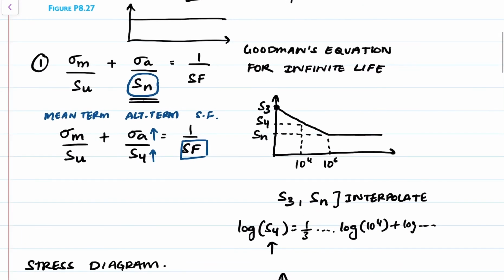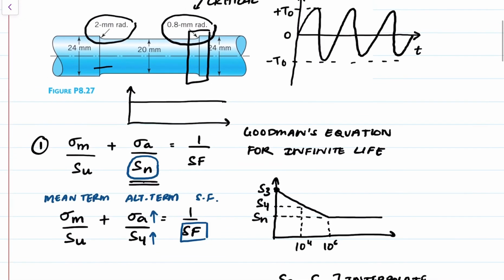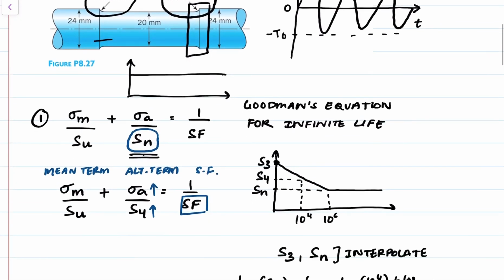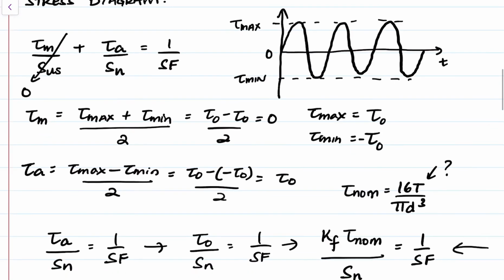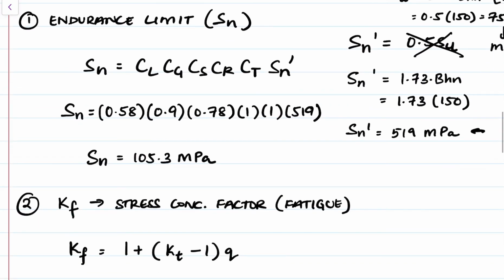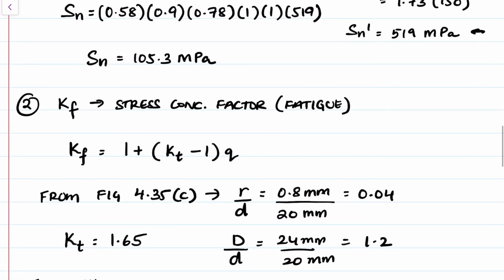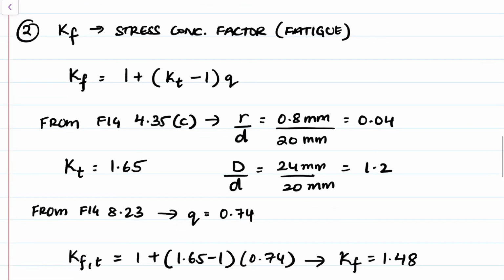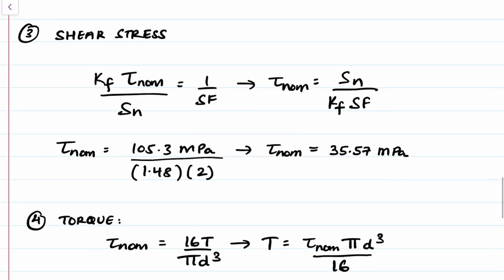So this is basically the procedure that we would use. This is a good thing to know, right? If you were looking for a certain life or a desired life at which it would fail, then you would substitute Sn for the strength at that respective life, and then find the stresses, and then calculate the values you need, account for any stress concentration factors, and solve for the torque.